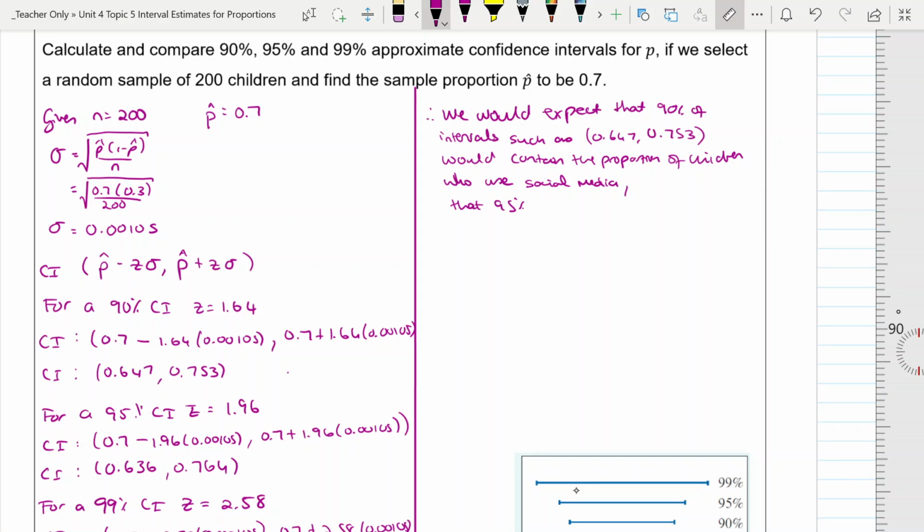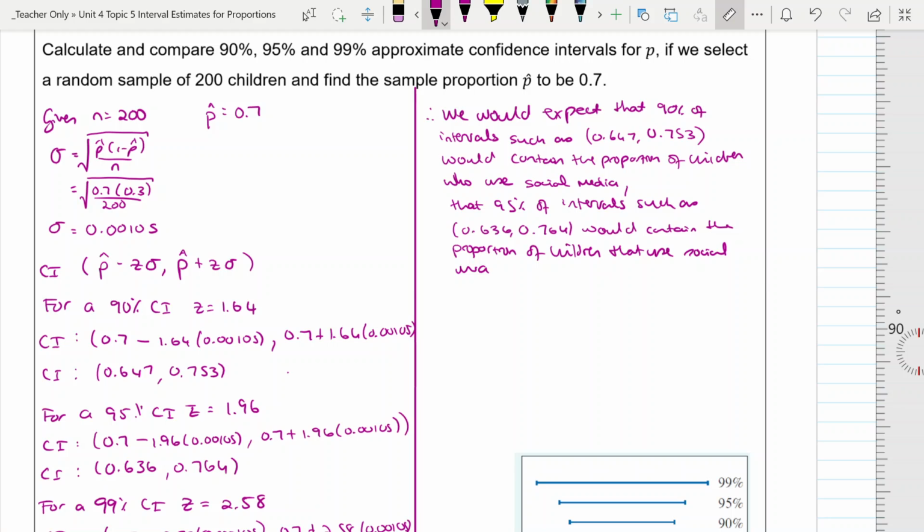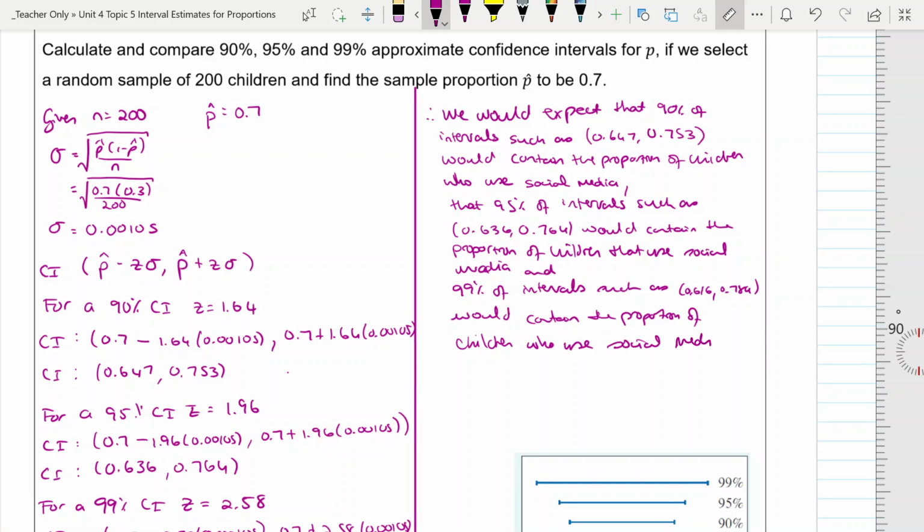comma, that 95% of intervals such as 0.636 to 0.764 would contain the proportion of children that use social media, and 99% of intervals such as 0.616 to 0.784 would contain the proportion of children who use social media.